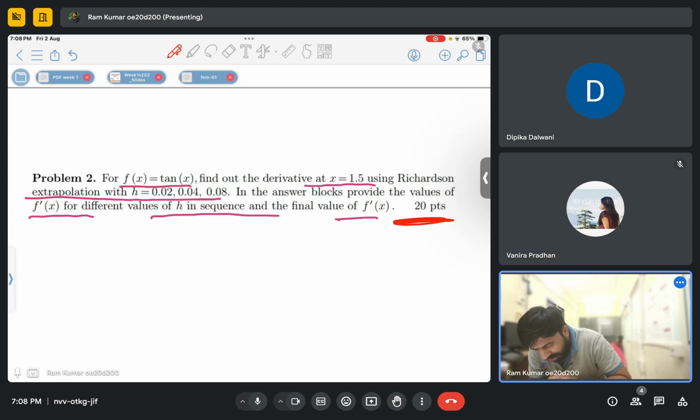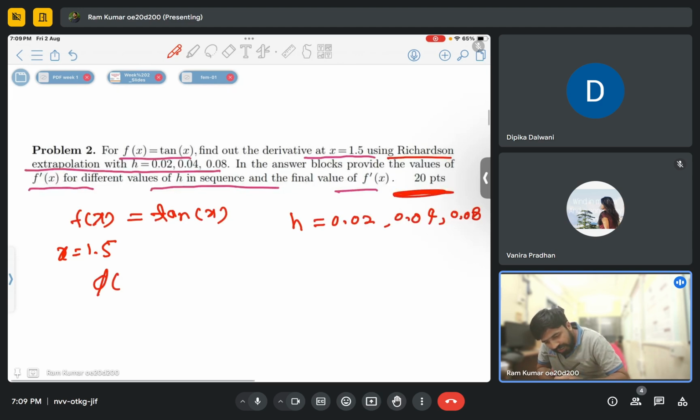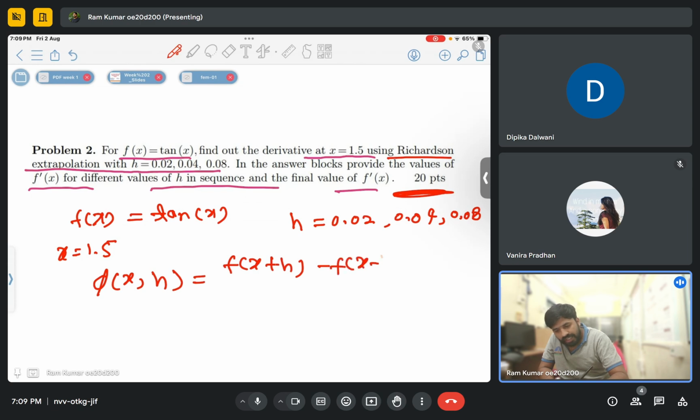So we have the function f(x) equal to 10x. Let me write it down. We want to find the derivative at x equal to 1.5, and they are giving some constants: h equal to 0.02, 0.04, 0.08. According to Richardson extrapolation, there is a formula: phi of x comma h will be f(x plus h) minus f(x minus h) divided by 2h.